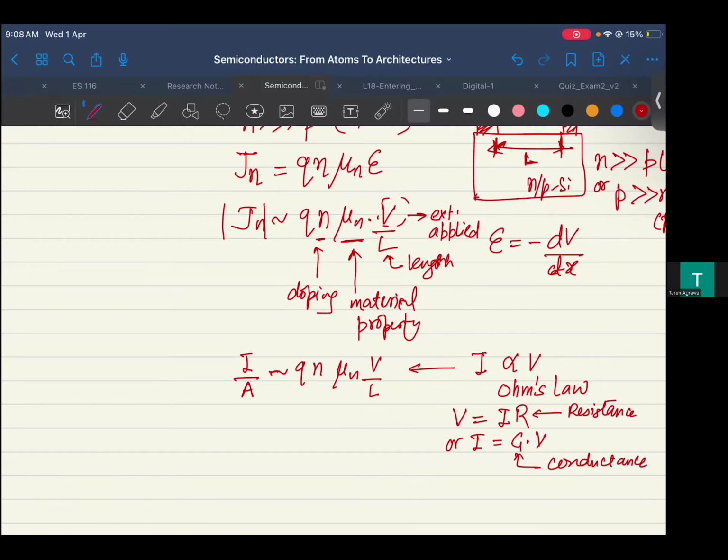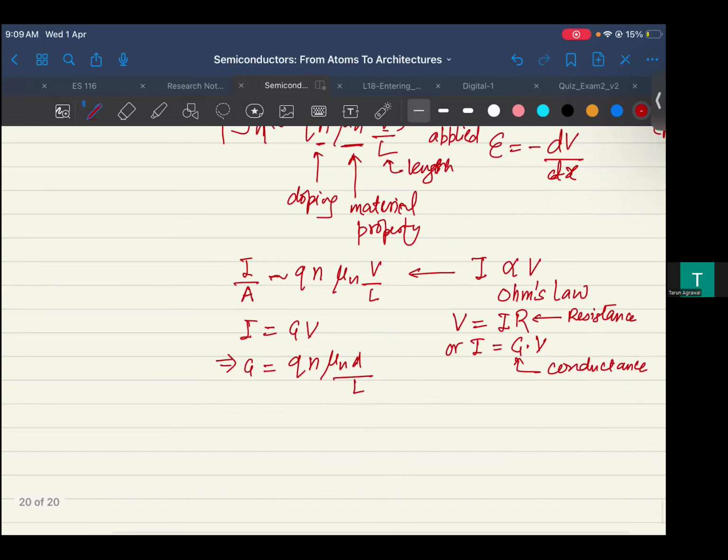So from this analogy, you can calculate that I equals GV. This means G is equal to q n mu n times A by L. Then from this, you can also write the resistance. The resistance would become 1 by q n mu n times L by A.